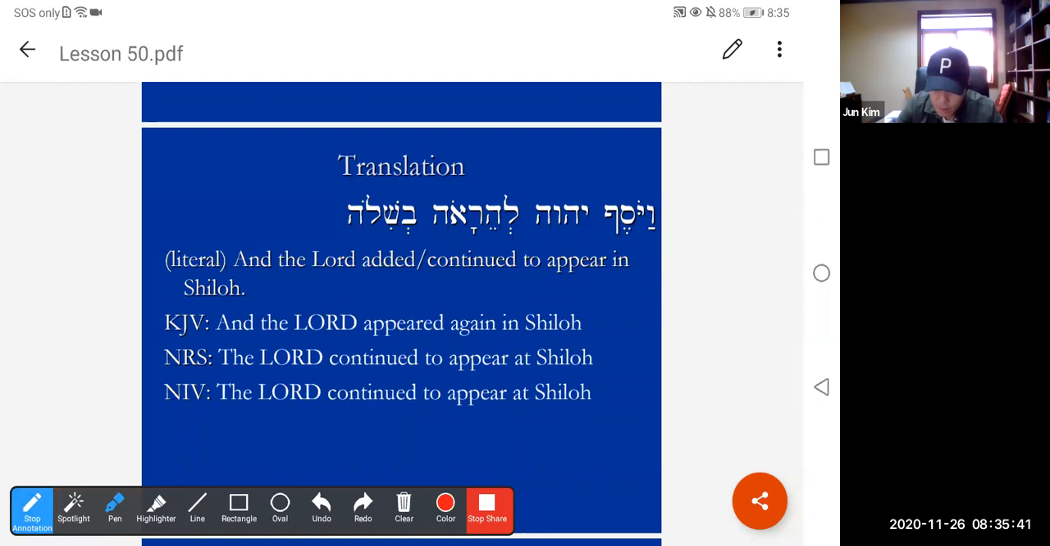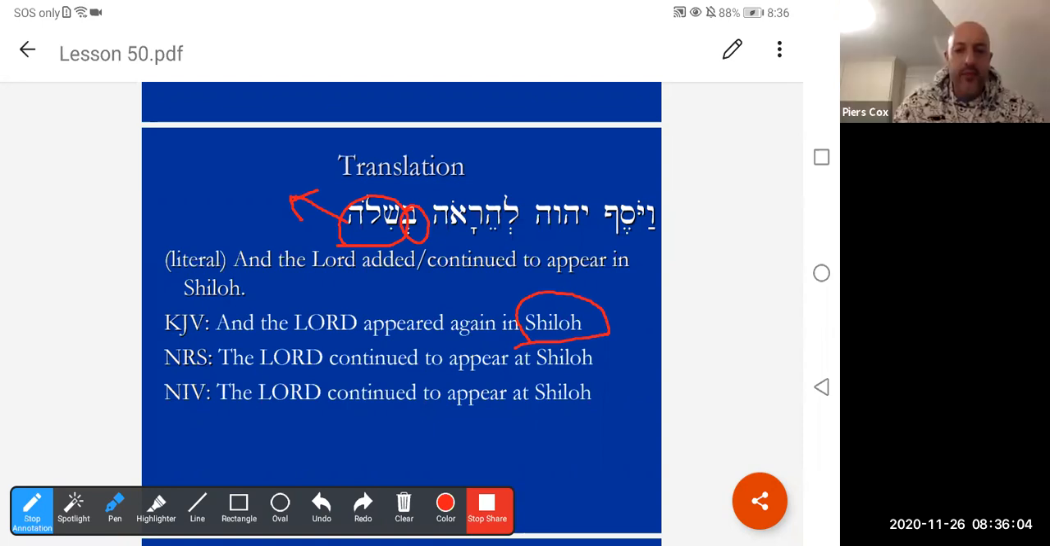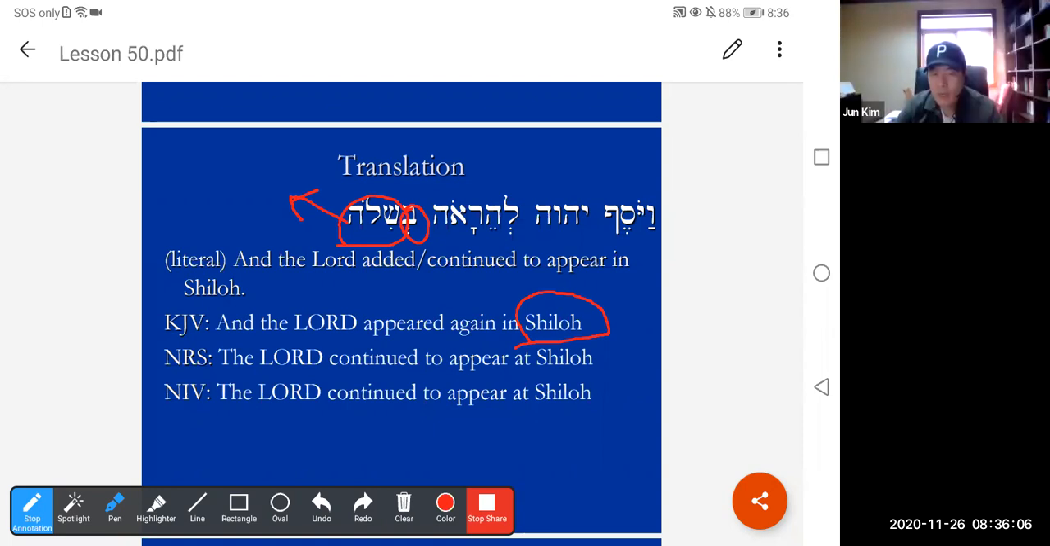And this one is a combination of Shiloh and the preposition be. So it refers to a region. Is it Shiloh or Shiloh in English? Pierce, can you help? Probably say Shiloh. Shiloh, okay. So in Shiloh. So the literal translation is, and the Lord added or continued to appear in Shiloh. Okay, that's it.